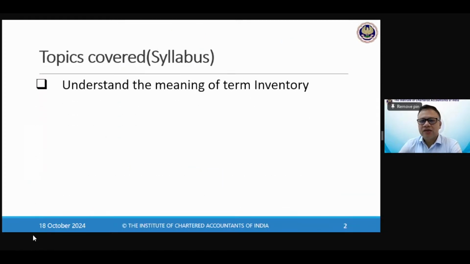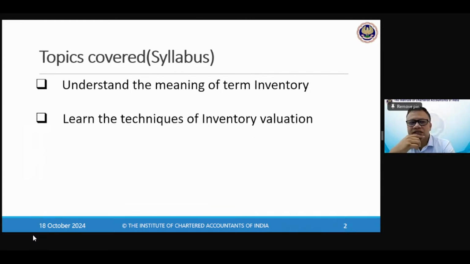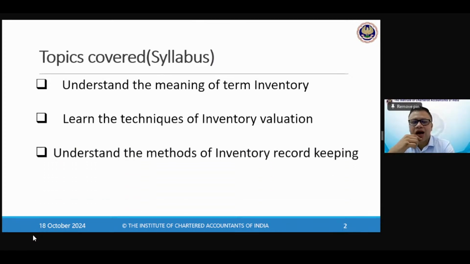So what are the topics that will be covered in the syllabus according to CA Foundation? First of all, we'll understand what exactly is inventory, the meaning of the term, what comes under inventory. Second, what are the techniques of inventory valuation? How will we value the inventories? Then how the records of inventories are kept, as inventory is a very large component of your accounting. So how will you keep your inventory? What are the methods of recording or keeping track of your inventories?